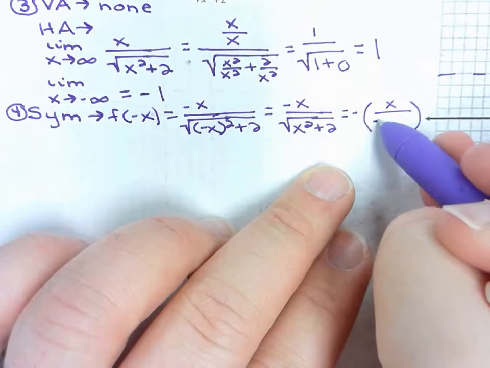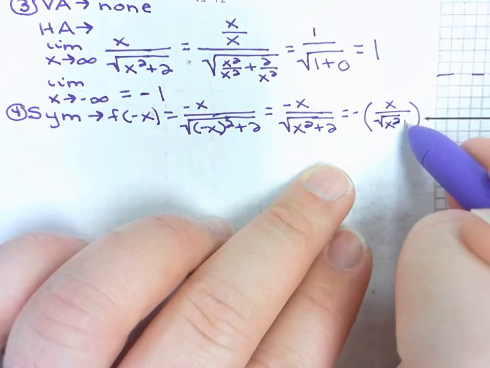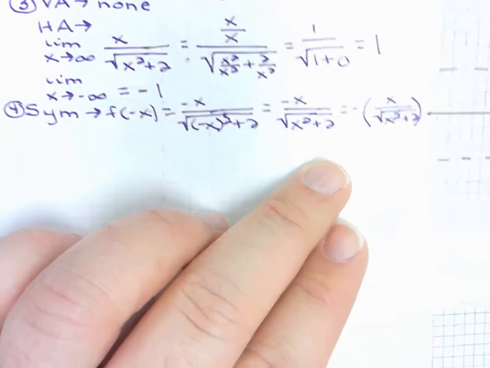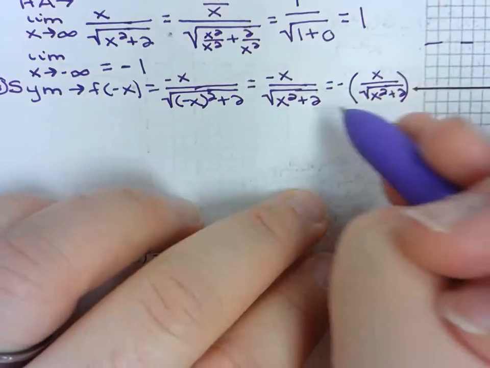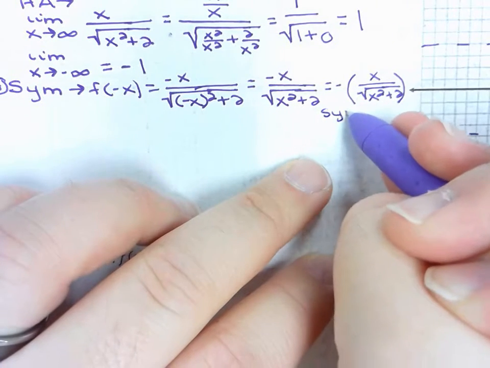Yeah, I do. It's a little hard to see because it's the square root, but yeah, I get back the original. So if I take out a negative and put it out front, I get back the original. So since if I take out a negative and get back the original, this is symmetric with the origin.